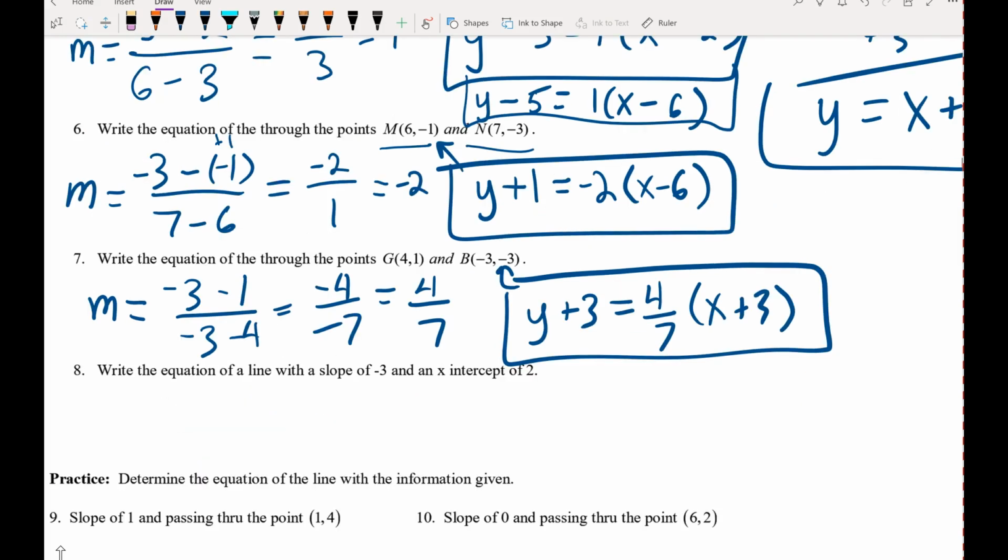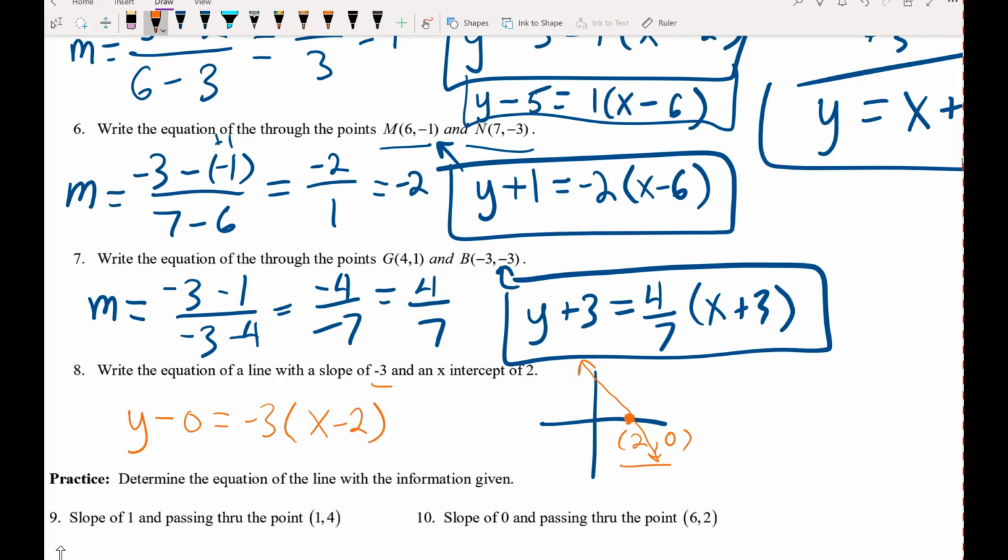Now for number 8, write the equation of a line with a slope of negative 3 and an x-intercept of 2. Believe it or not, they give us enough information to do this one without even having to do any work. It has an x-intercept of 2, so this point right here, (2, 0), is on whatever the line looks like. It crosses the x-axis right there. They gave us the slope and a point, so we could just plug it straight into point-slope form: y minus 0 equals a slope of negative 3 times x minus 2.